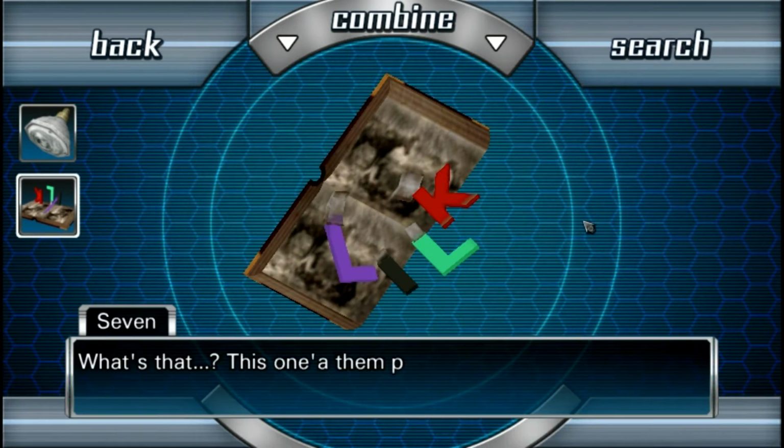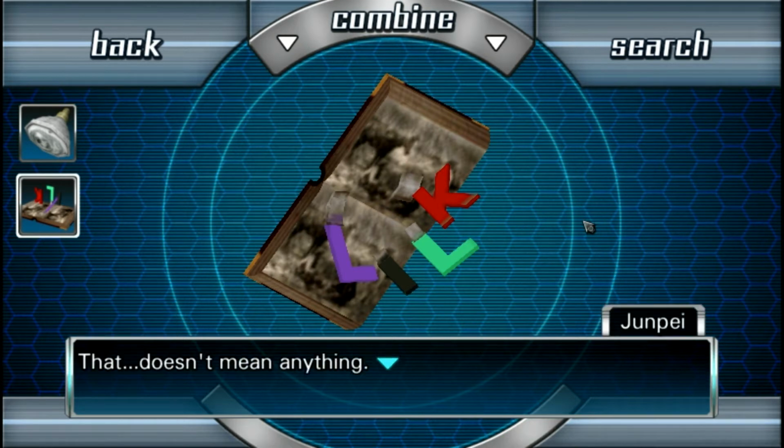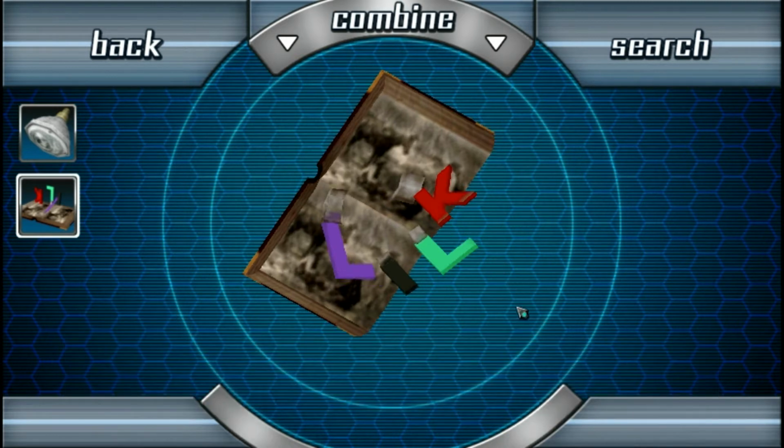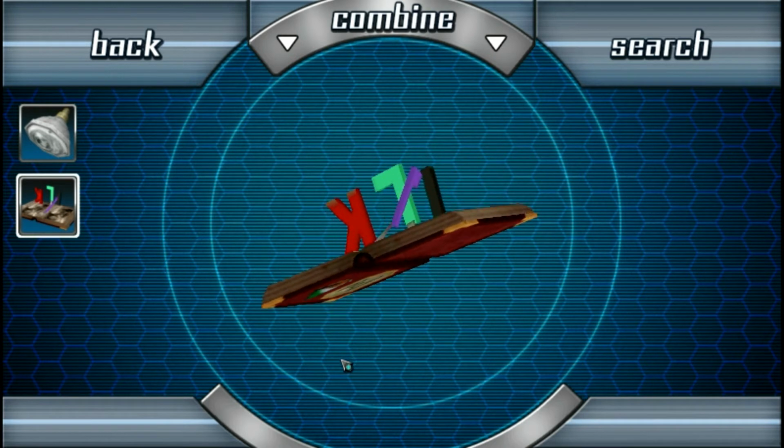What's that? This one's a pop-up book? What's that, LRK? An R? Why are you seeing an R? That doesn't mean anything, does it? Well, you could make it KRL, like Curl or Carl. Oh, if you look at it from a different angle?